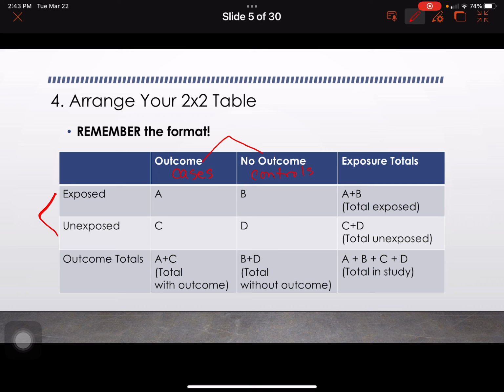It's also important that A, B, C, and D are always in these same places. Otherwise, your risk ratio and odds ratio calculations will be off. Once you have filled your table out with what's given, be sure to use addition and subtraction to find any missing values.